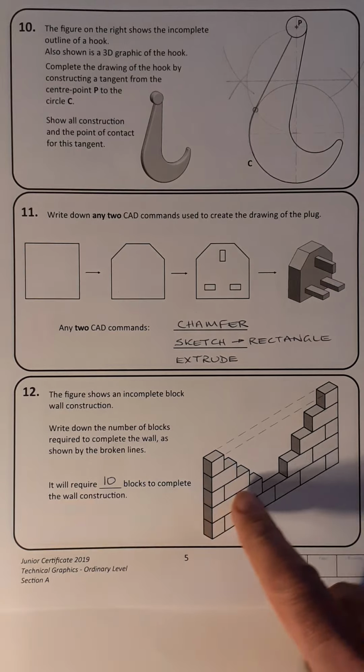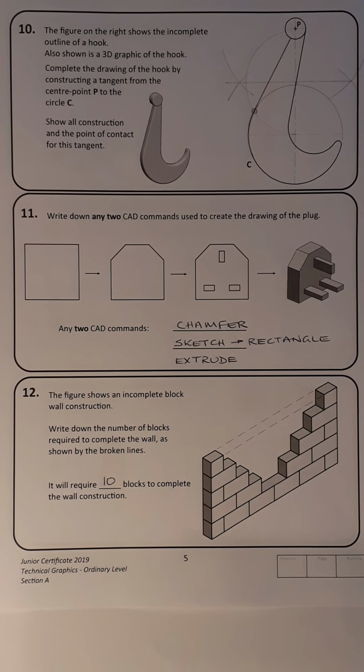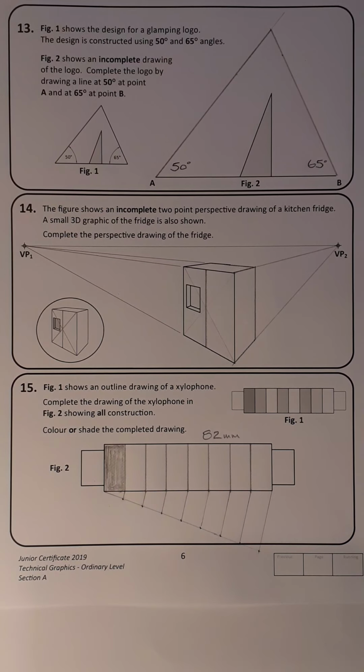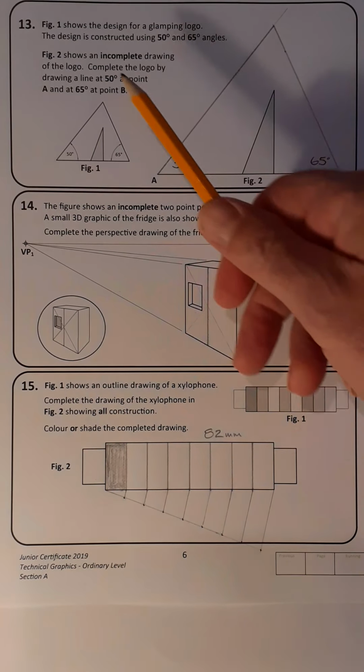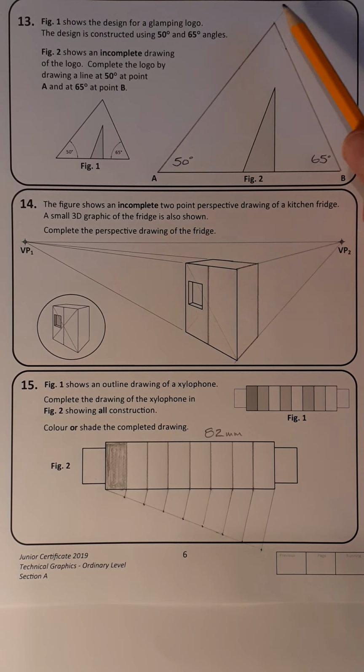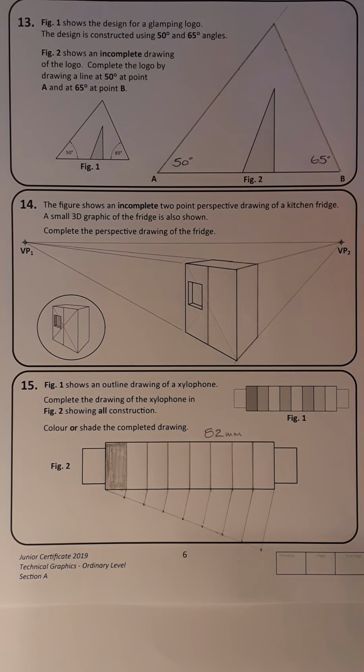Question 12, count how many blocks are missing. There's 10 blocks missing. That's question 12. In question 13, it tells you the 2 angles. Get your protractor, draw a 50-degree angle here, a 65-degree angle up here, find out where they meet.